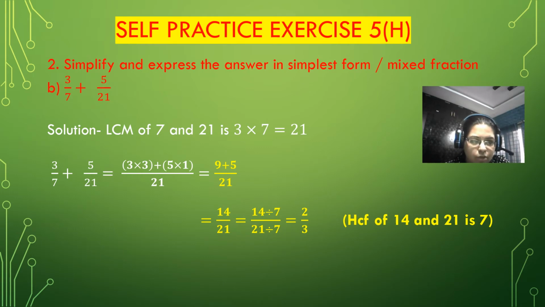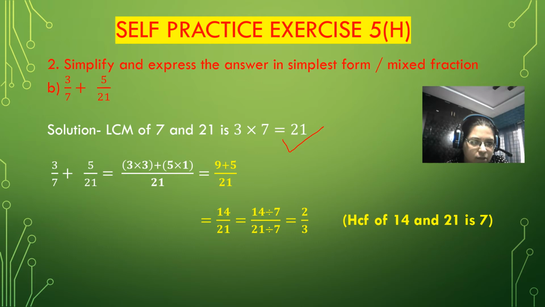Now we solve question number 2, bit B. 3 divided by 7 plus 5 divided by 21. We have to add these two fractions. First we have to find out the LCM of the denominators 7 and 21. We have to convert these two fractions into equivalent fractions. LCM of 7 and 21 is 7 multiplied with 3, which is equal to 21.